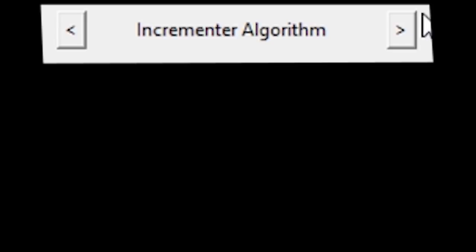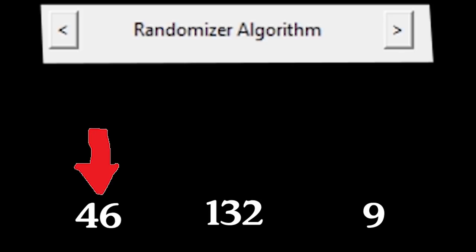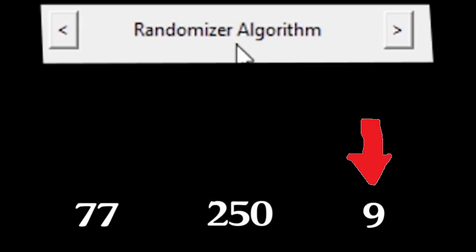Very simple. Next is the randomizer algorithm. This one will take the bytes that it lands on and randomize them, so that it'll give you just any random byte. That means that every time you use this algorithm, it'll give you a different result. So that makes your life even easier.